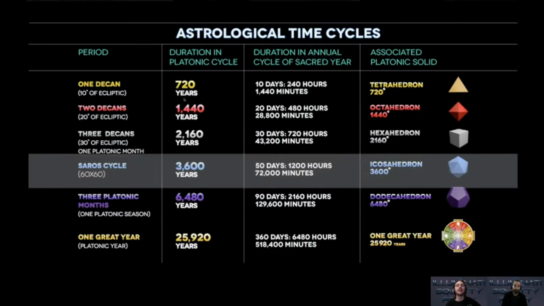The sacred year is our time, and the Platonic year cycle is the Zodiac great year cycle. And then you have your associated sacred geometric shape. Thank you to Randall Carlson for being alive and doing this great work, because this is fascinating. It really is, man.